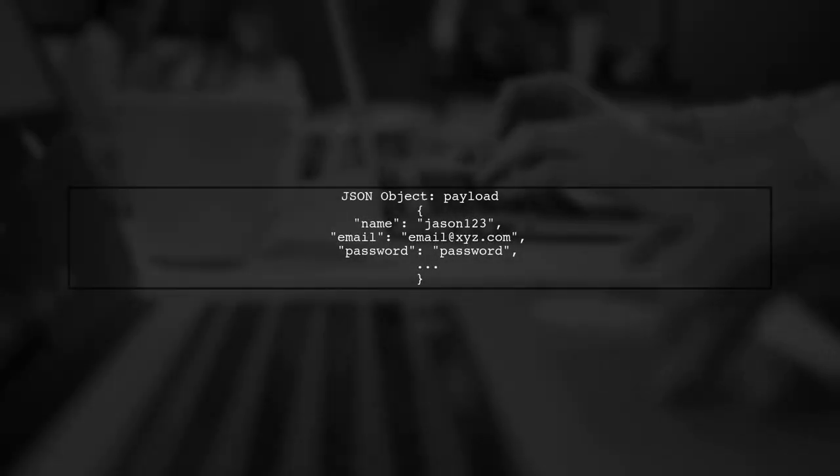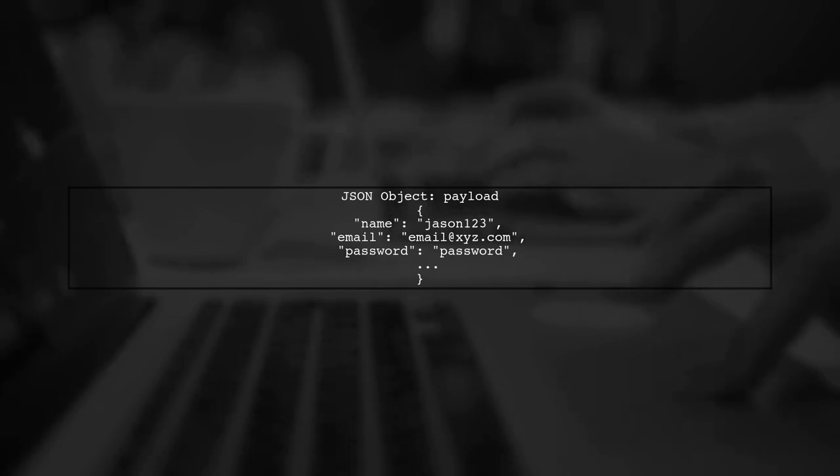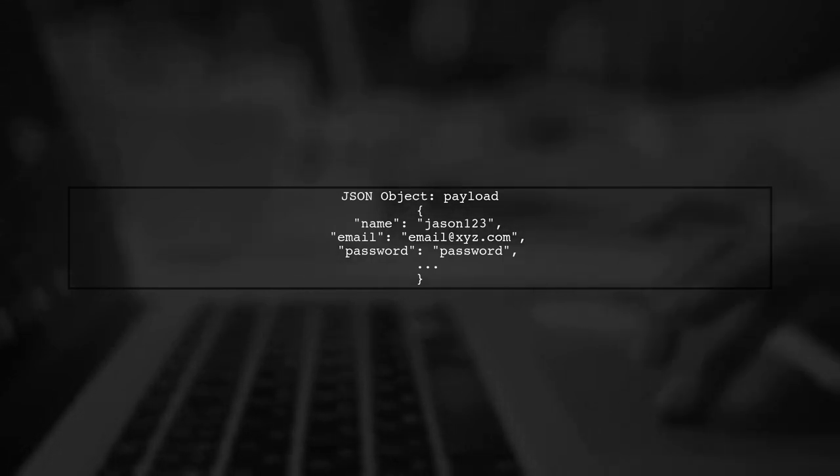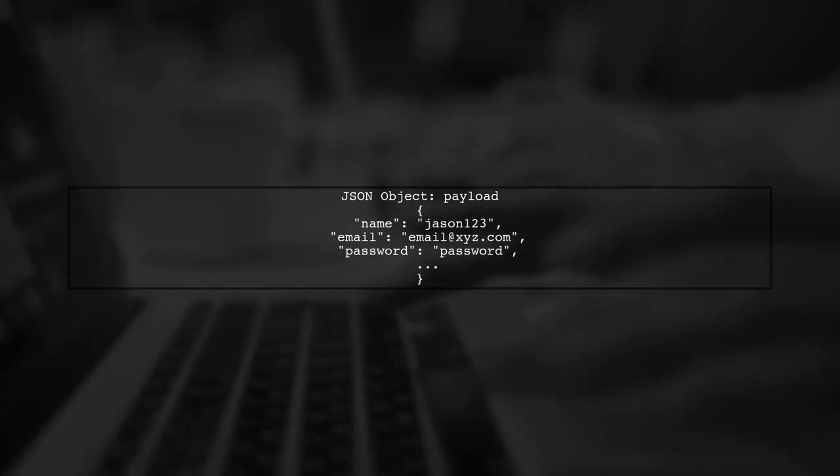Let's start by understanding the JSON object you want to validate. The object is named payload and contains various fields such as name, email, password, and more.